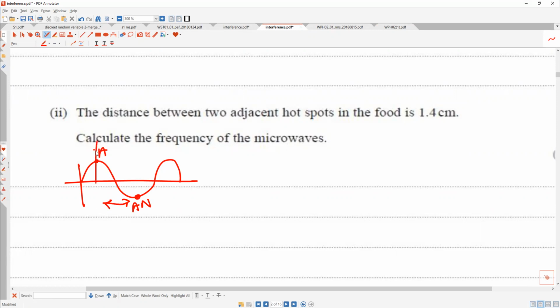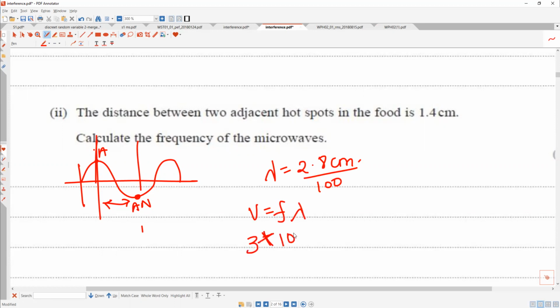Okay, 2 adjacent antinodes, this distance is what? Half a wavelength. So the full wavelength will be how much? 2.8. Full wavelength will be 2.8, right? So lambda here is 2.8 centimeter. Calculate the frequency. Now I have to divide by 100. We know v is equal to f lambda. V is given, but it's a microwave. We know the microwave speed is 3 times 10 to the power 8. Frequency, how much? We don't know. Lambda is how much? 2.8 divided by 100. Do this in your calculator. You guys will get the answer for frequency. Everyone understood? This question was a bit tricky.